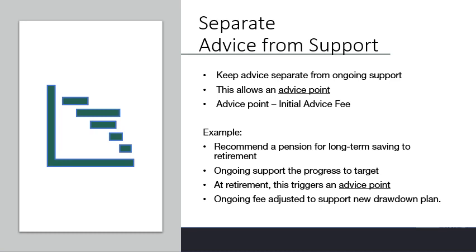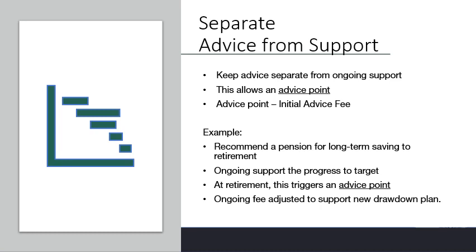And you will do this monitoring using technology and your own monitoring and support systems, your value proposition, your annual reviews, and this would be charged to the client on a lower ongoing support fee to progress and monitor to that target. Now, at retirement, this triggers an advice point. It's nothing to do with the ongoing support fees that you've gathered to this point. It's an advice point. And now again, you have to create some advice for the client. And you would charge, therefore, an initial fee again, because it's a completely new process.